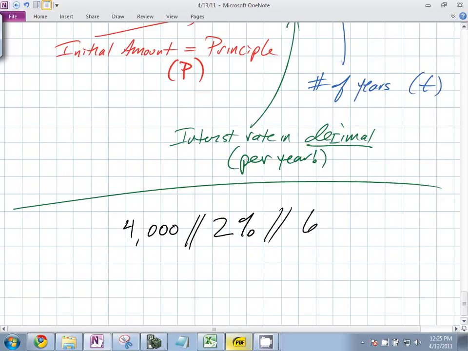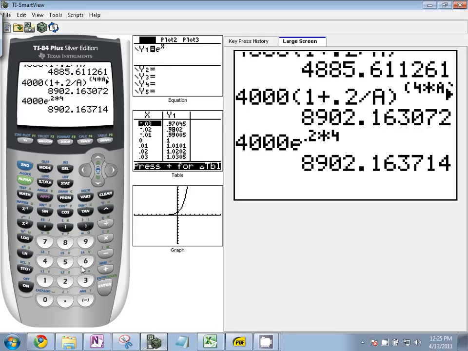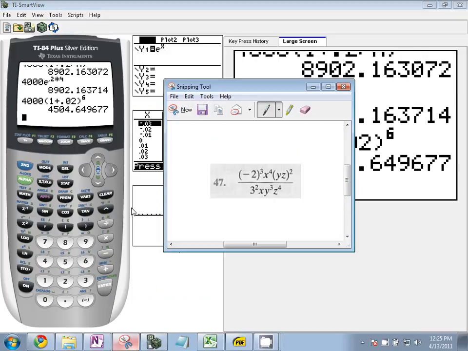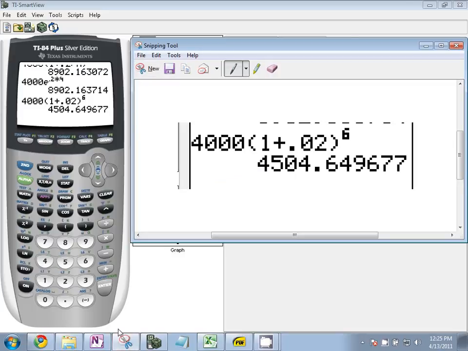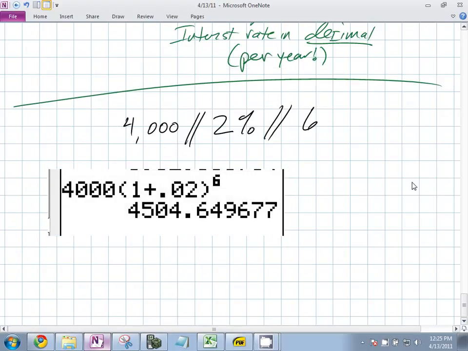The question I now have is how much money do you have at the end of 6 years if you put $4,000 into an account earning 2% every year, compounded yearly? What do I type into my calculator? Can someone tell me what I type in? 4,000 times what? 1.02 raised to the 6th power. Hit enter. So the question is, do we earn interest? How much interest did we earn?